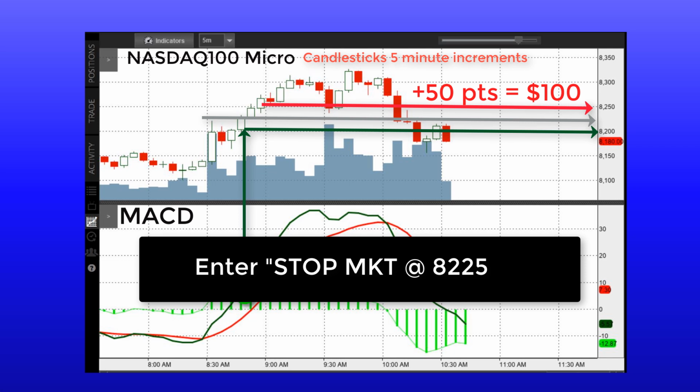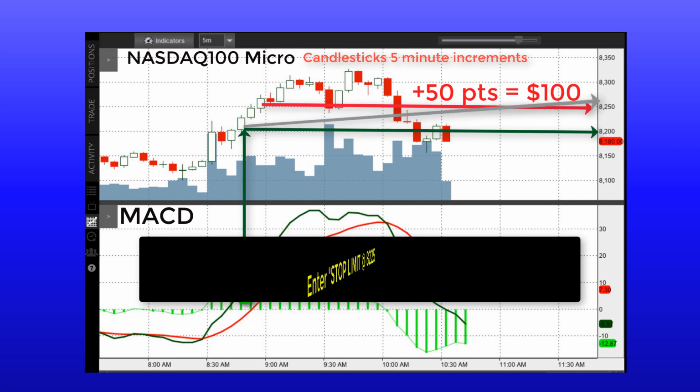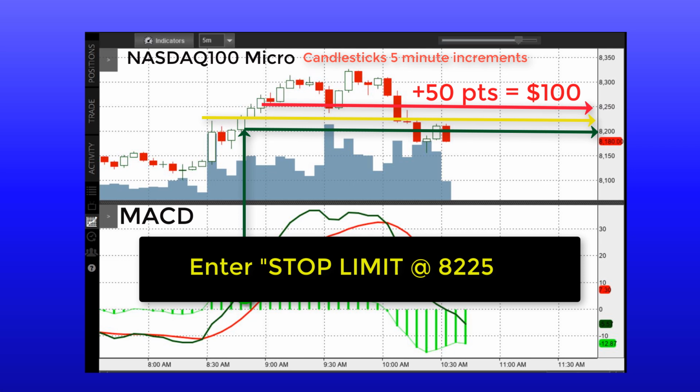Now I'm going to change one word here. Instead of a stop market order at 8,225, I'm going to put in a stop limit order at 8,225. A stop limit order works slightly differently. If the market hits 8,225, your order becomes a limit order to sell the contract at 8,225 or better.